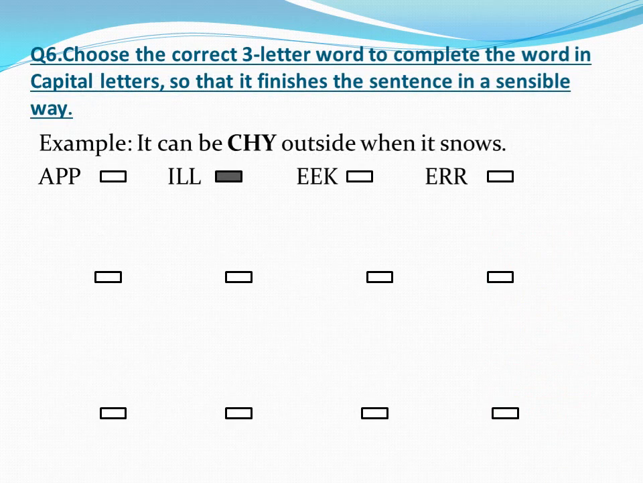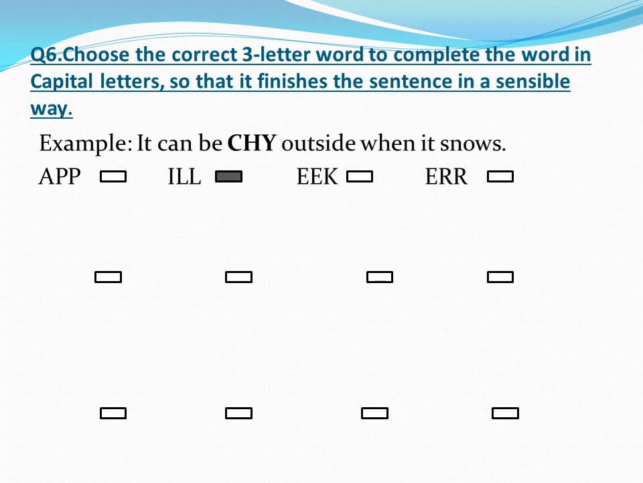Moving on to the next type of questions, it says choose the correct three-letter word to complete the word in capital letters so that it finishes the sentence in a sensible way. So in this example, you can see it can be CHY outside when it snows. The options given are app, ill, eek. You need to remember sometimes you're given the options where you need to choose one of the options to make the word. Or sometimes they just give you the sentence and you have to use your own judgment to find a word that fits the context of the sentence.